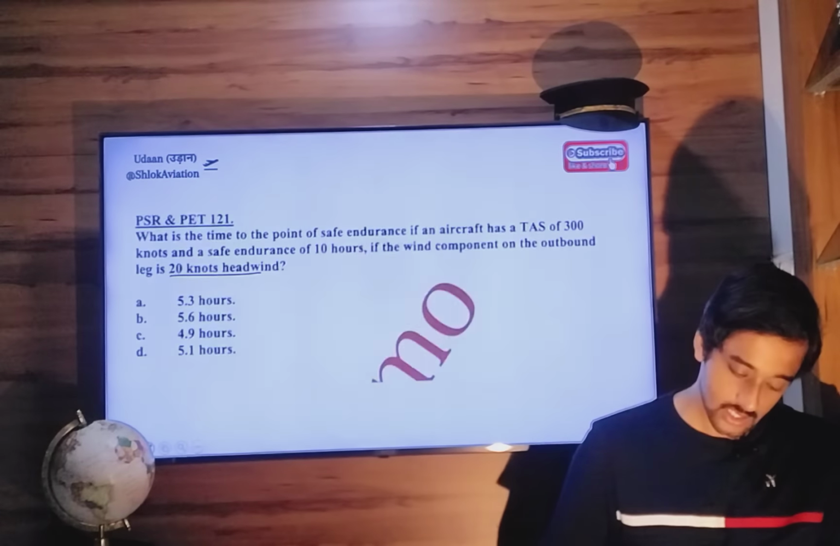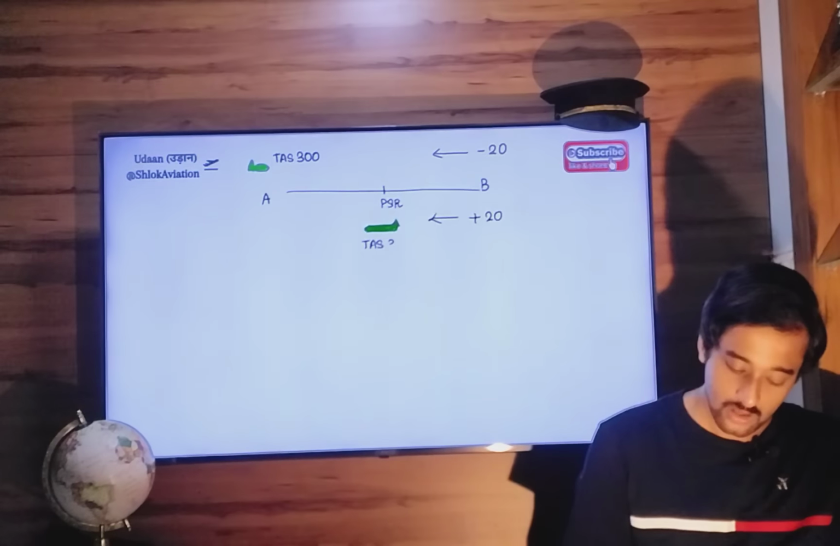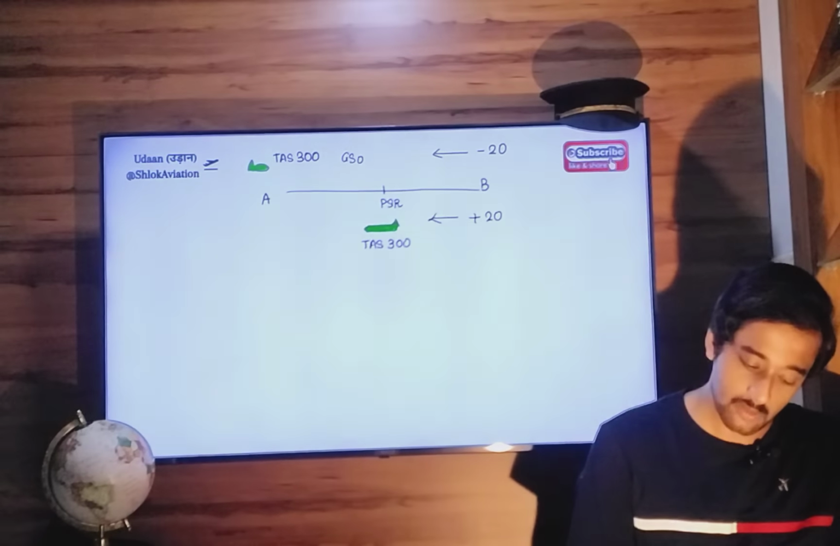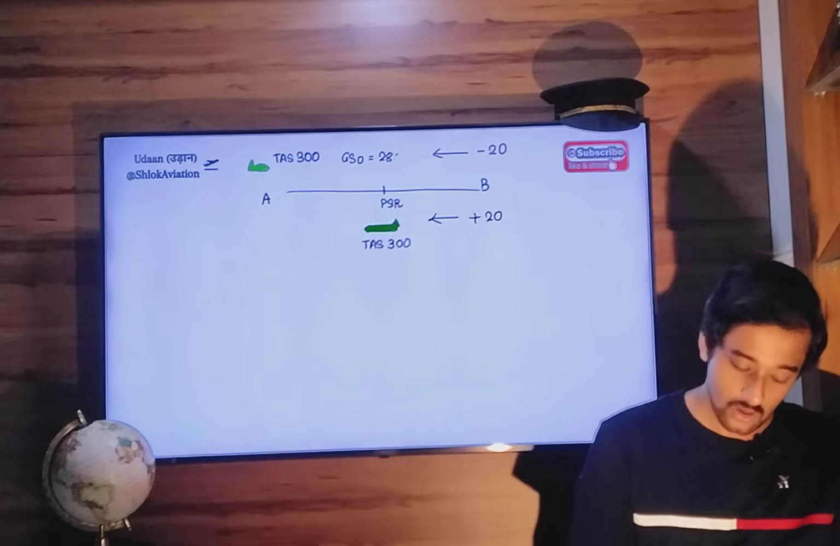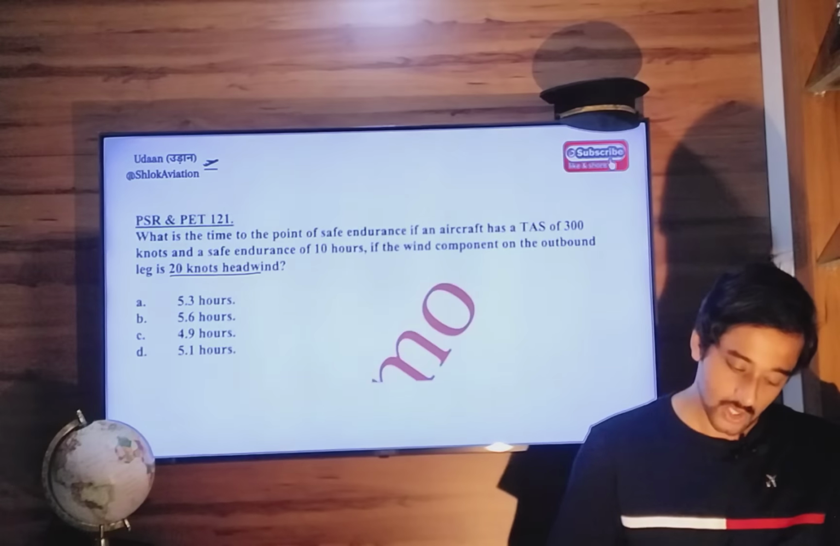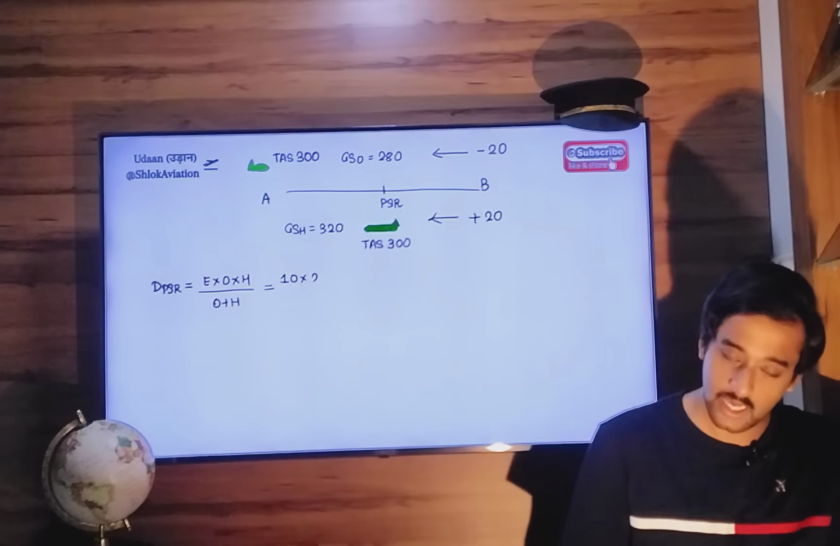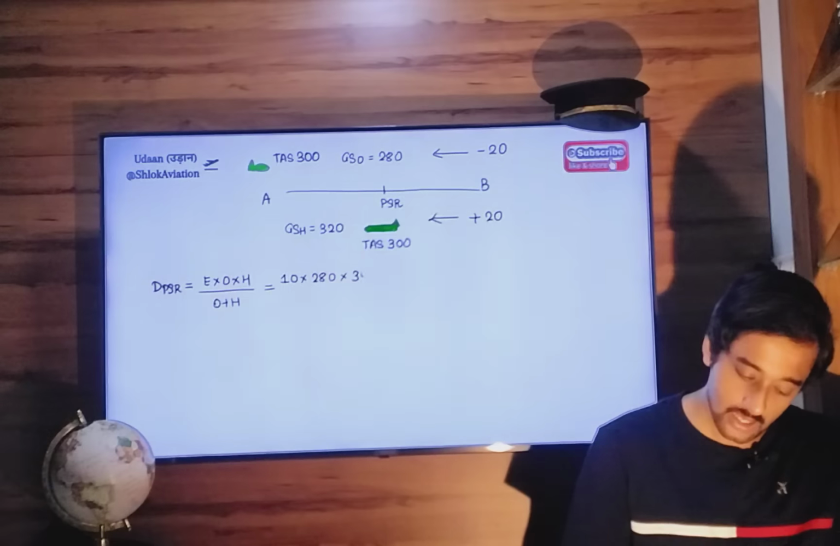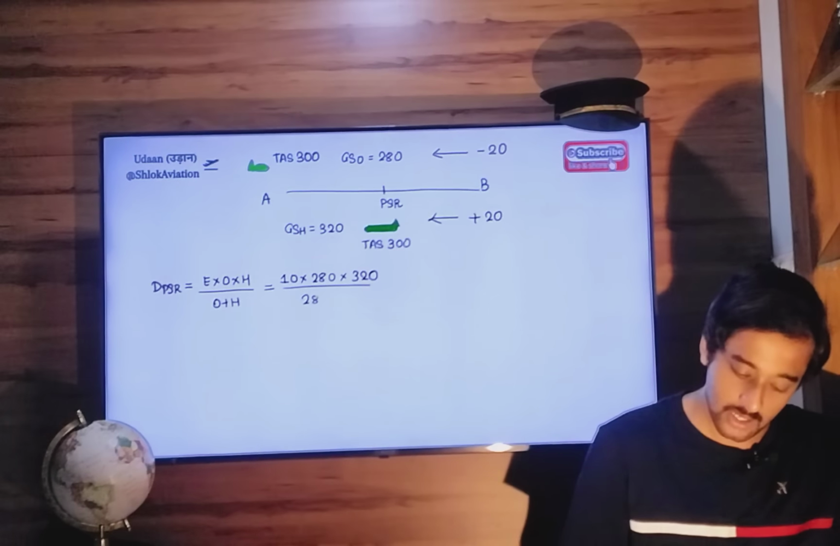TAS is 300. So what will be the outbound ground speed? It will be 280. Homebound ground speed 320. Next, distance to point of safe return is endurance into outbound into homebound divided by outbound plus homebound. So 10 into 280 into 320 divided by 280 plus 320.